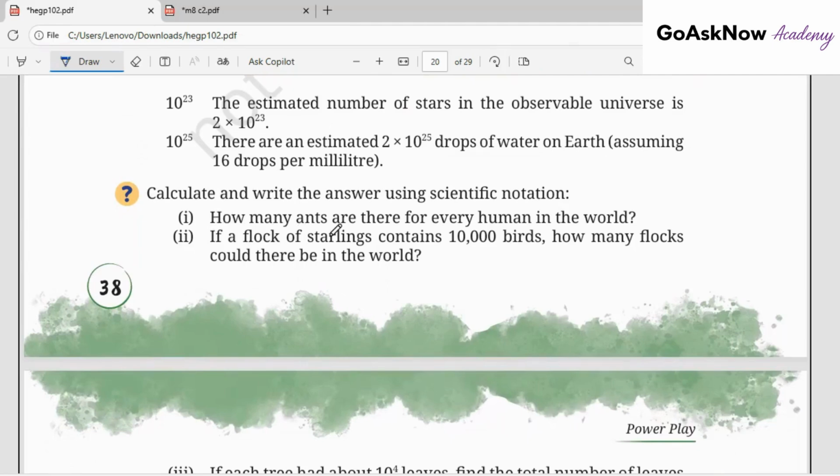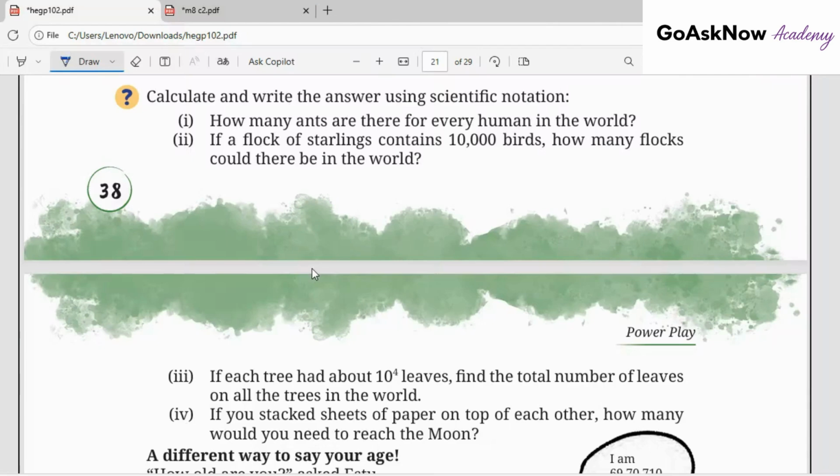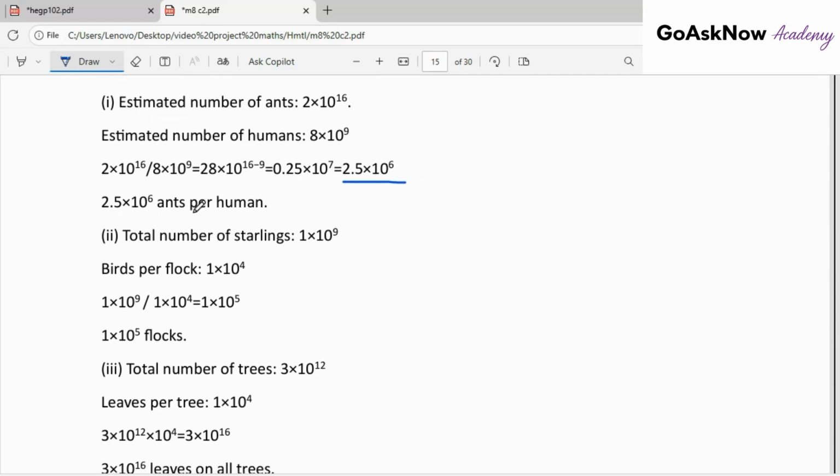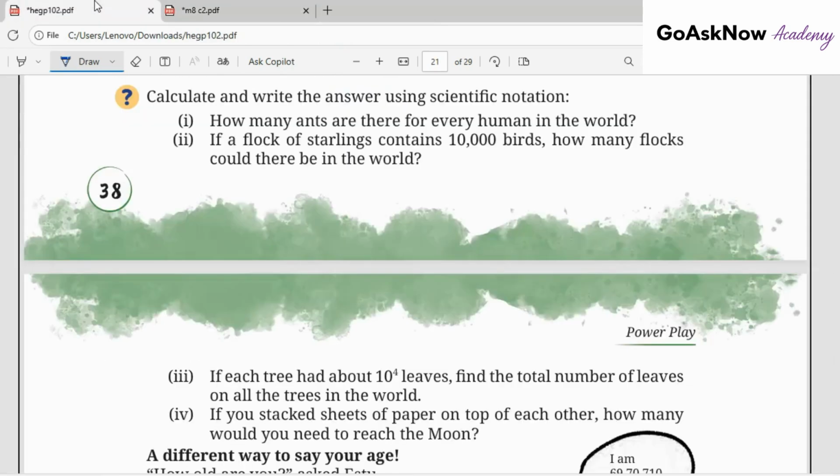How many ants are there for every human in the world? Here, the estimated number of ants is 2 into 10 power 16. The estimated number of humans is 8 into 10 power 9. Dividing this, we get 2 by 8 into 10 power 16 minus 9, which is 0.25 into 10 power 7, which is 2.5 into 10 power 6 ants per person. Next, if a flock of starlings contains 10,000 birds, how many flocks could there be in the world?